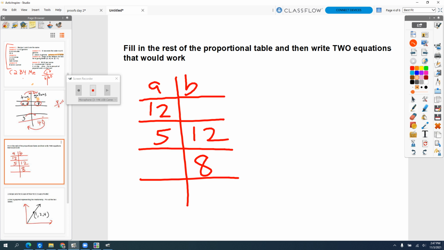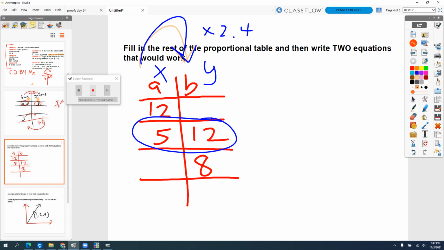So for this problem, the first thing you would have had to do is find out the constant of proportionality. Basically, what are we multiplying to go from A to B? And the way you get that, remember, is you always divide the y by the x. So when you do 12 divided by 5, you get an answer of 2.4. So that means you're multiplying the x by 2.4 to get the y.